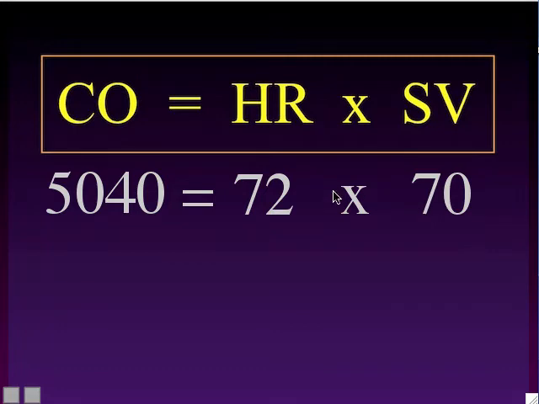But I am saying that on average, for most resting adults, their resting cardiac output is in the neighborhood of 5,000 milliliters of blood pumped by the heart per minute.